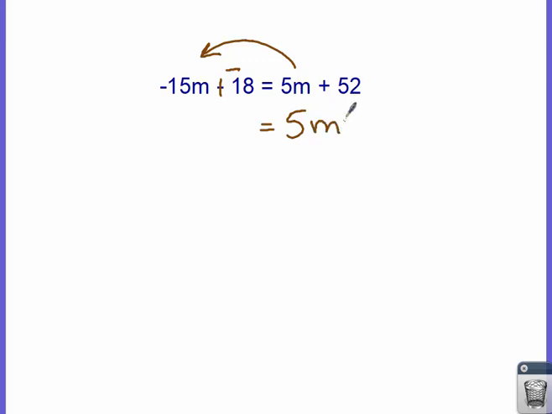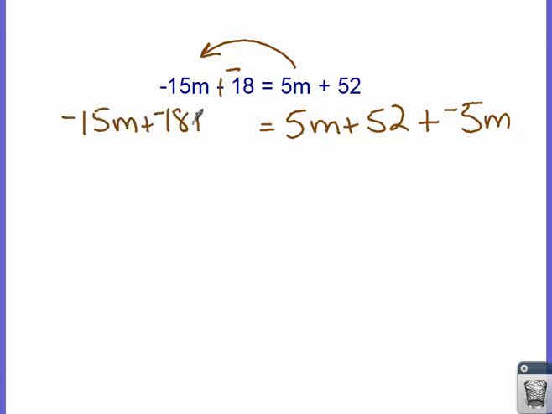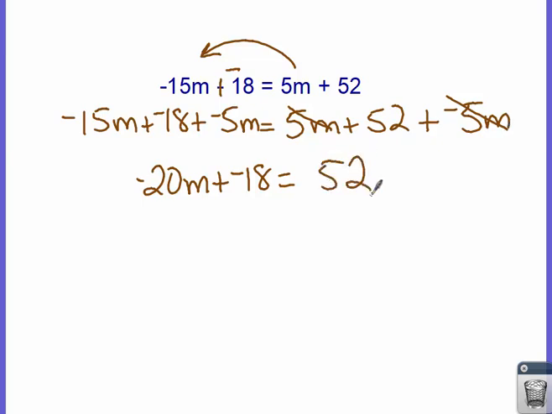So I write 5m plus 52 plus, now what do I need in order to get rid of the 5m? Negative 5m. So then I come over to the other side, negative 15m plus negative 18 plus, now what did I add to the other side? A negative 5m. Now I simplify the line. So on the left-hand side, I've got a negative 15m and a negative 5m that can go together to make negative 20m plus my leftovers, negative 18, equals. Now on the right-hand side, my 5m's zero out, and I'm left with just 52.